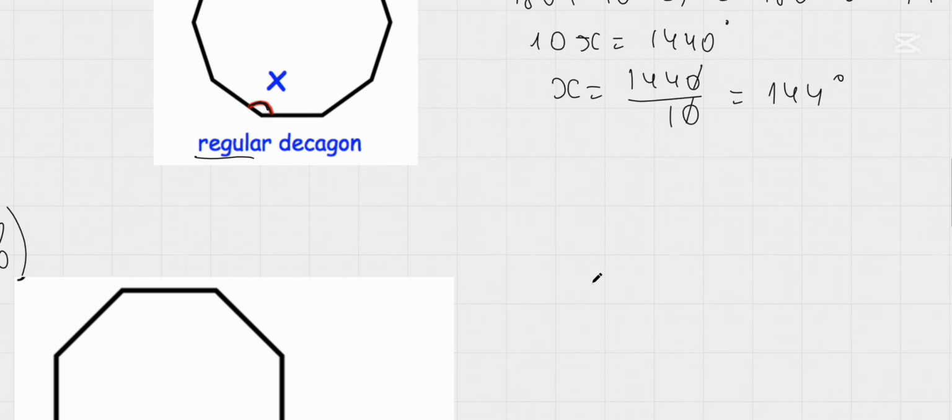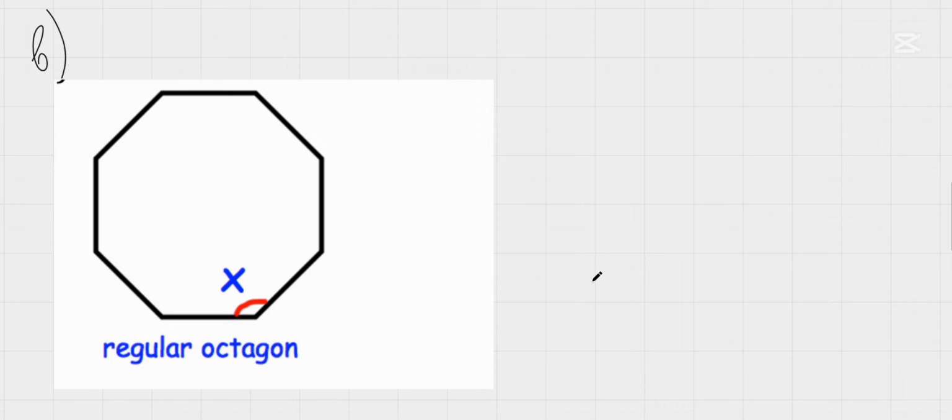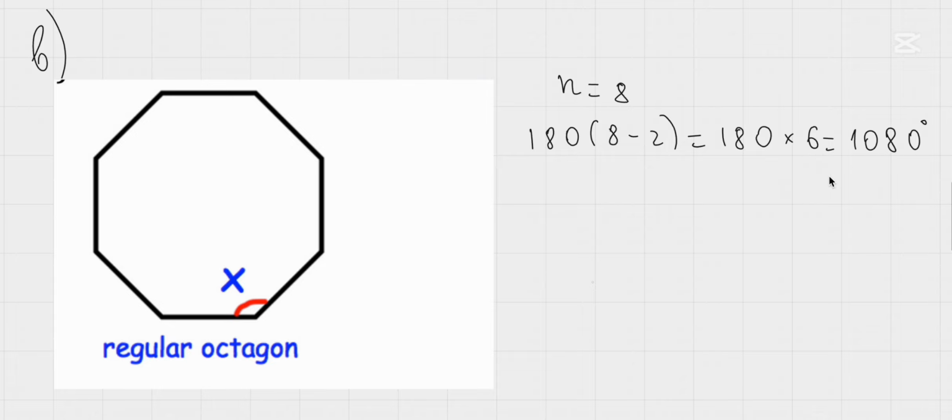Now let's look at question B, a regular octagon. Again, you can pause the video and solve it by yourself, then check your answer with us. So again, we have a regular octagon, which means we have 8 sides. You can also count the number of sides: 1, 2, 3, 4, 5, 6, 7, 8. So n equals 8. Let's find the interior angle sum, which is 180 times (8 minus 2), 180 times 6, which makes 1080 degrees.